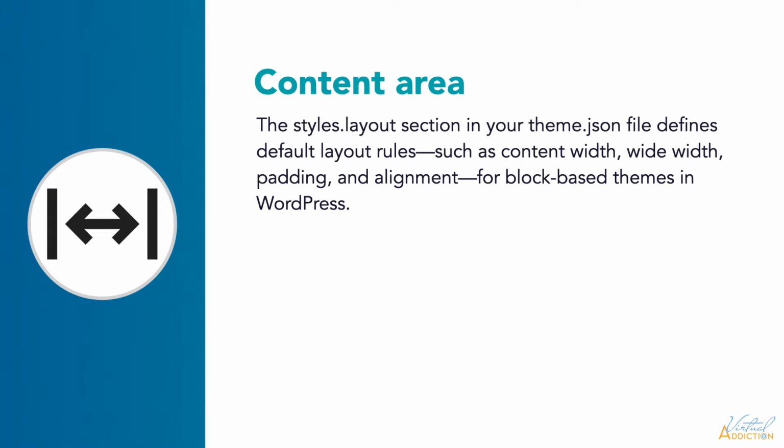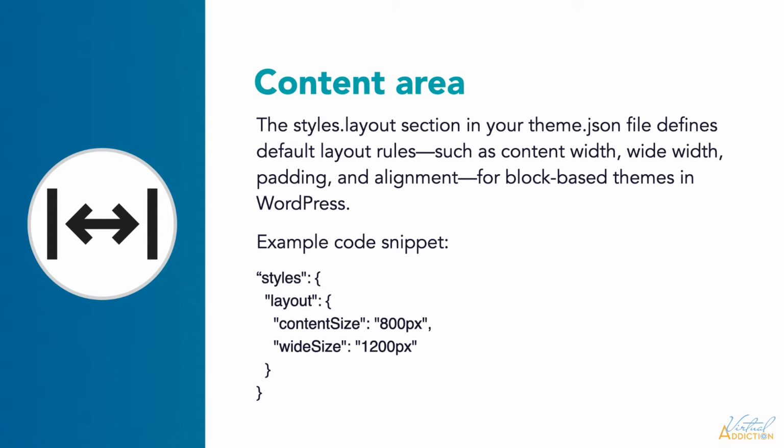In order to control things like width, padding, and margin of the content area in our WordPress block theme, we will use our theme.json file, and we'll be using a few different keys so that we can target specific areas of the page. We're going to be using styles.layout in our theme.json file. This is going to define layout rules such as content width, wide width, padding, and alignment. This will allow us to set global layout behavior for blocks that support layout options. These are things such as groups and columns.